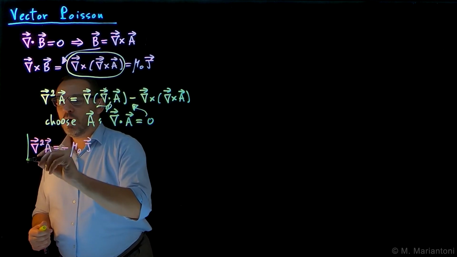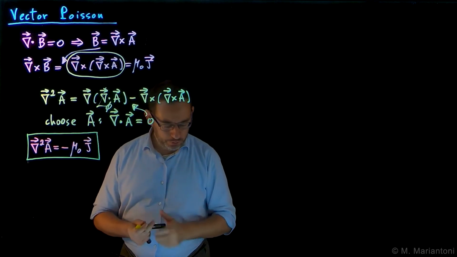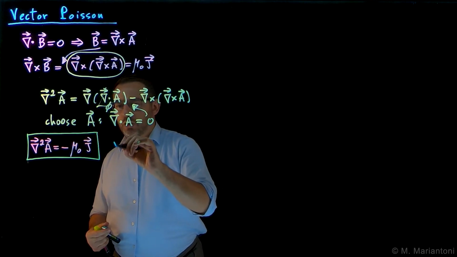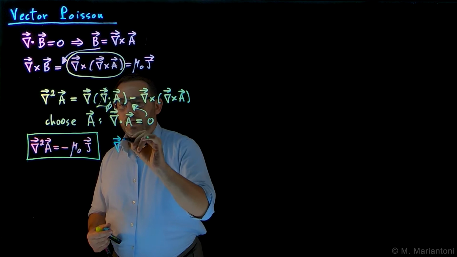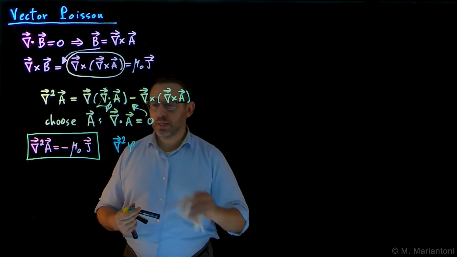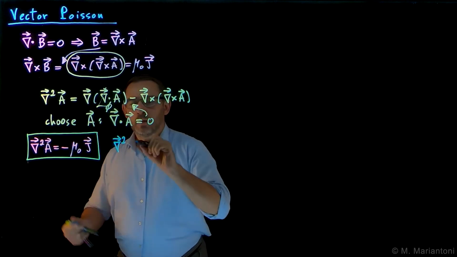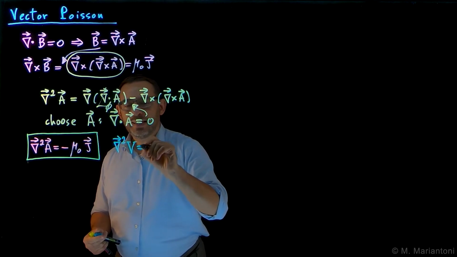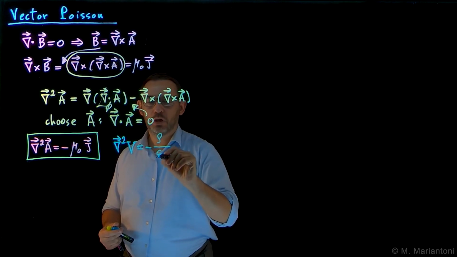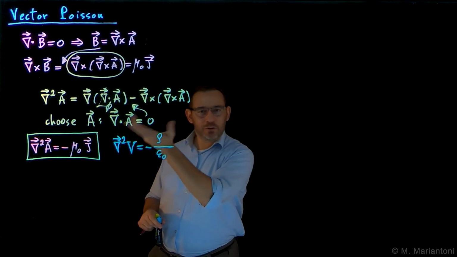Now, this one should remind you of something. It should remind you of the shape of Poisson equation, which in the electrostatic case, if you remember from one of the first weeks of this course, is that the scalar Laplacian of V, to be consistent with the notation we used in the beginning of the course, is equal to minus rho, in this case a scalar, divided by epsilon naught. This is Poisson equation for the electrostatic potential. This is a vector form of that, if you want.